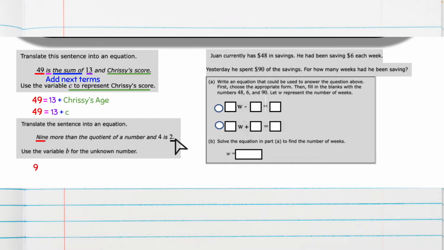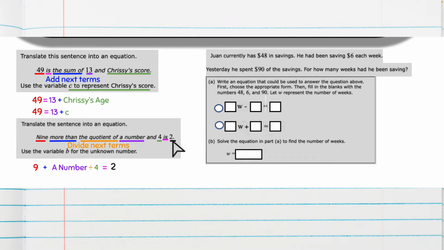So Alex is not always consistent with that, and that's on purpose, because they want you to be paying attention to the words, not just grabbing the numbers. So 9 more than, well, that means adding, so I'm going to put addition. The quotient of, that means I'm dividing the next terms. That's what quotient of means. So the next terms are a number and 4, so I'm dividing these two. Is, and 2 is already underlined there, so I need to fix that little animation, but that's okay.